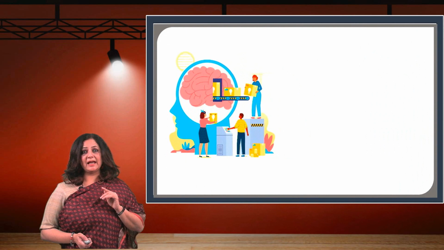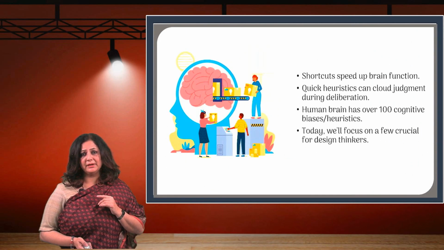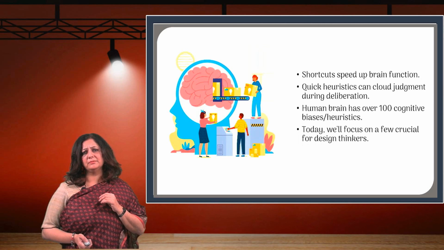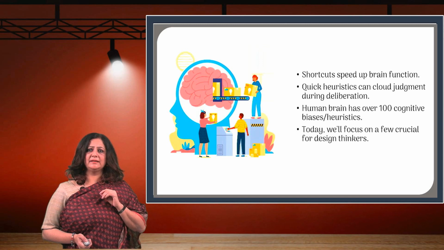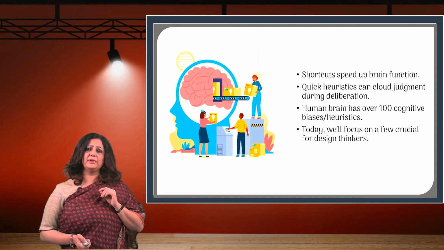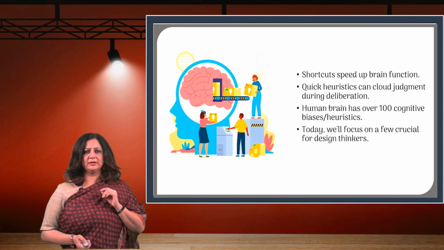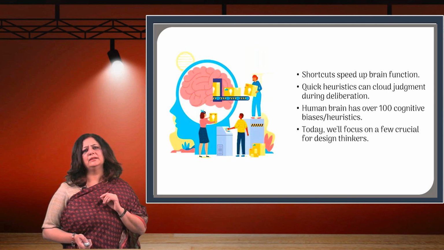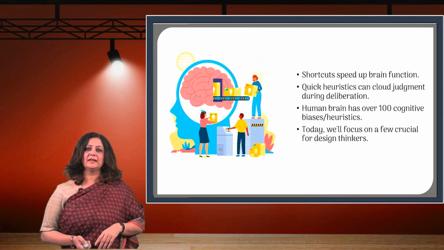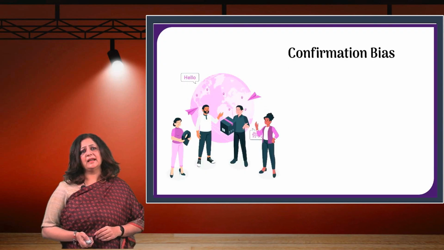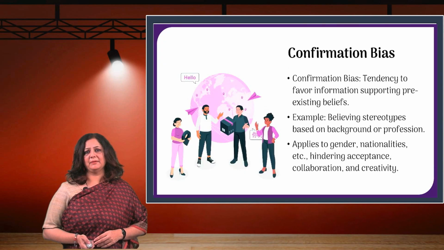Now, these shortcuts actually make our brain function faster. However, when we need to deliberate, decide, or pass a judgment, we should not be quick but slow. Heuristics can cloud our judgment. It is estimated that the human brain has more than 100 cognitive biases or heuristics. However, today we will discuss a few that are important for design thinking. These are confirmation bias, functional fixedness, anchoring bias, and framing effect. Now let's understand each one of them with the help of an example.